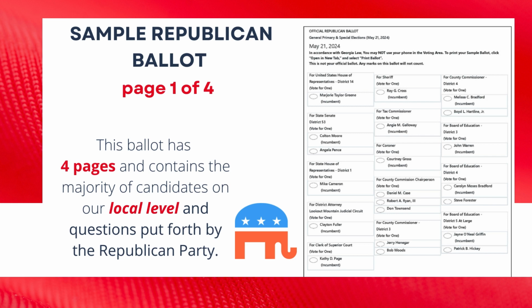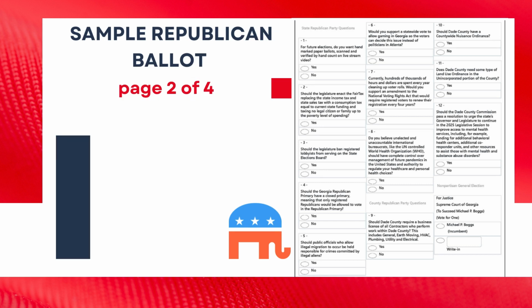Up first, we have the sample Republican ballot. There are 4 pages on this Republican ballot. It contains the majority of candidates at our local level, and it also contains some questions put forth by the Republican Party. So here on page 1 of the Republican ballot, you'll find most of our local candidates, people who are running for sheriff, commission, coroner, chairperson, district attorney. That's because they're running on a Republican ticket, so they are located here on page 1 of the Republican ballot.